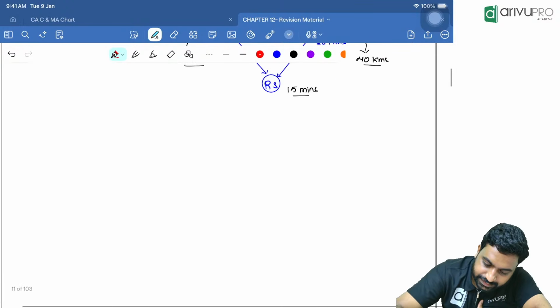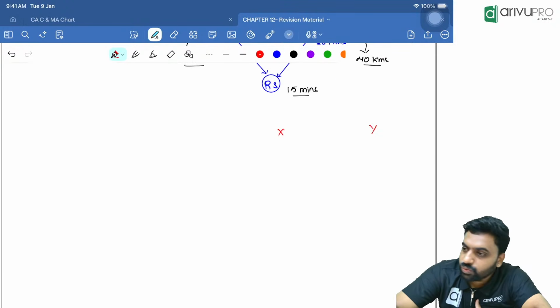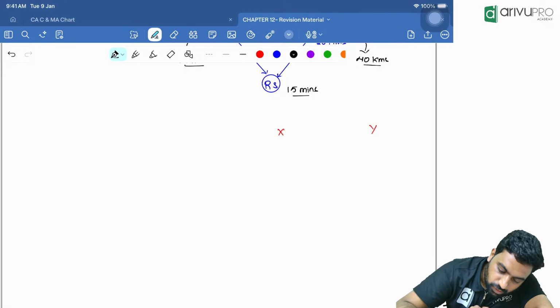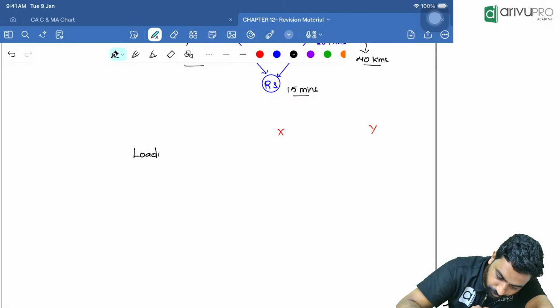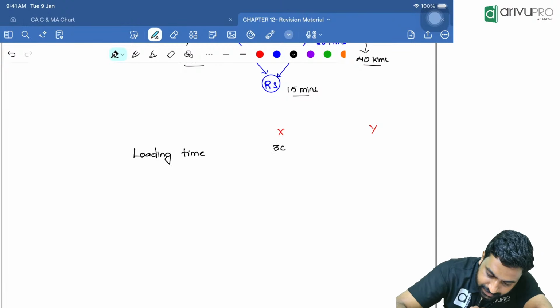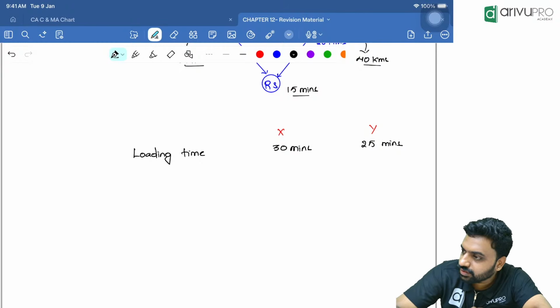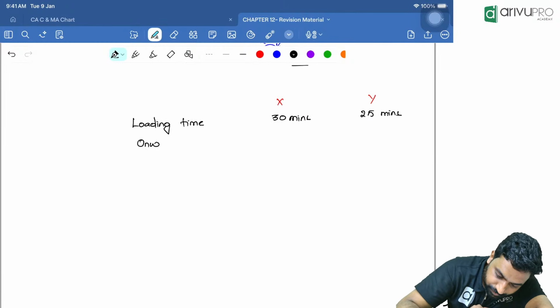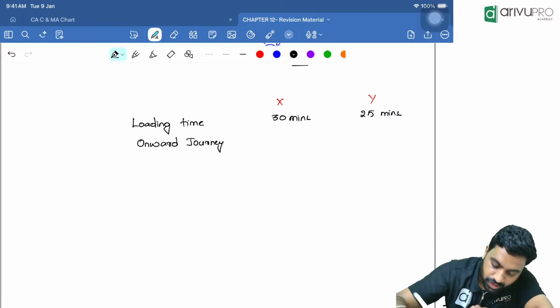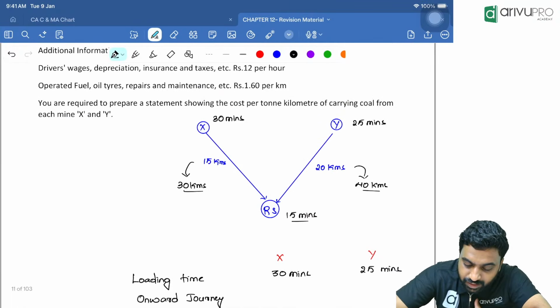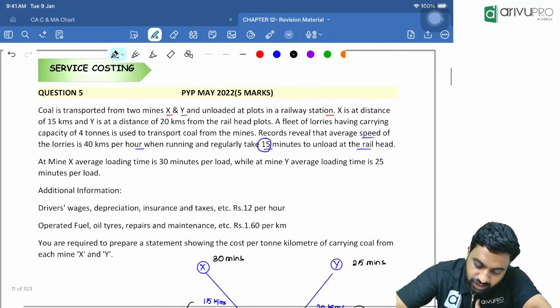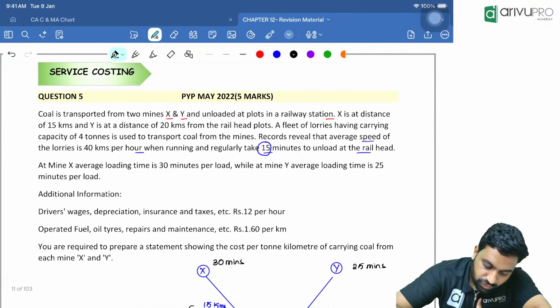Listen. We have X, we have Y. First is loading time. In X, it takes 30 minutes. In Y, it takes just 25 minutes. Okay. Onward journey. For X it is 15 kilometers, and the speed of the lorry they are telling is 40 kilometers per hour.